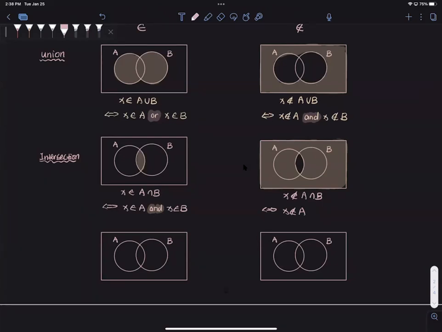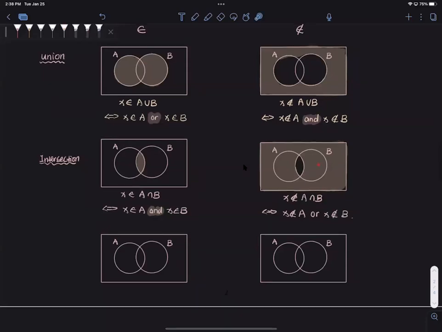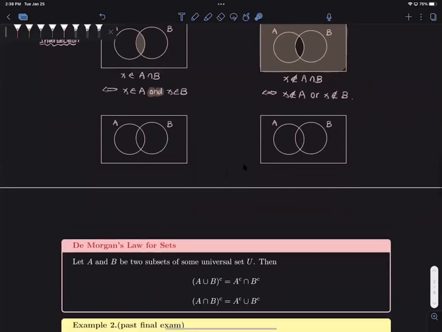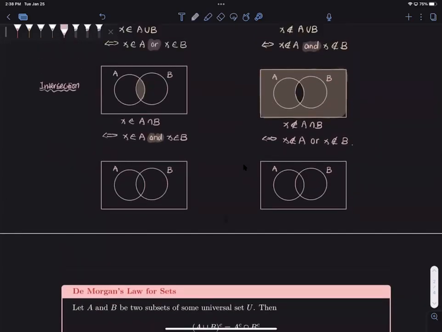It's not "or", it's not in B. Why? Because you can be in B, but still not in A intersect B. You can be in B, but still not in the intersection. You can also be in A, just as long as you are not in both, then you are not in the intersection. That is why it's "or" here. And the last one is difference.